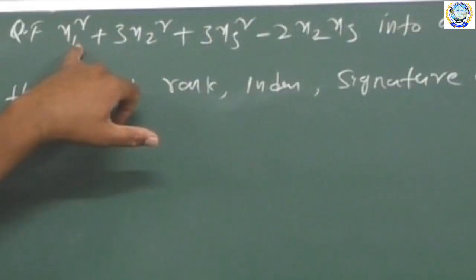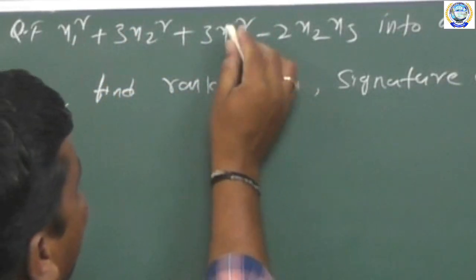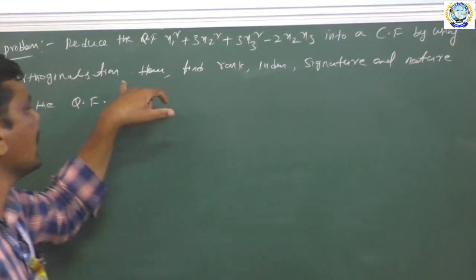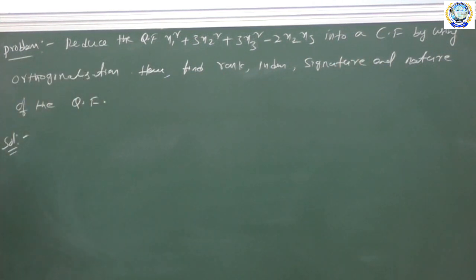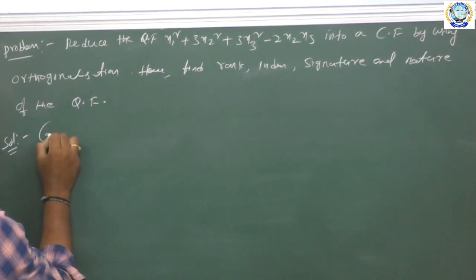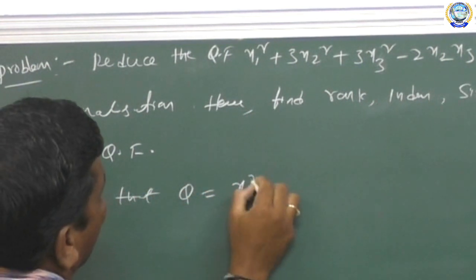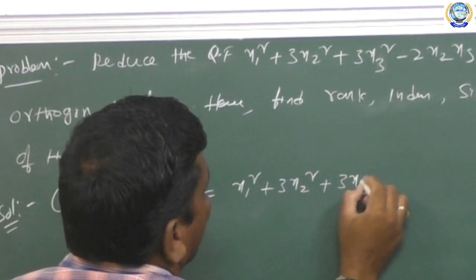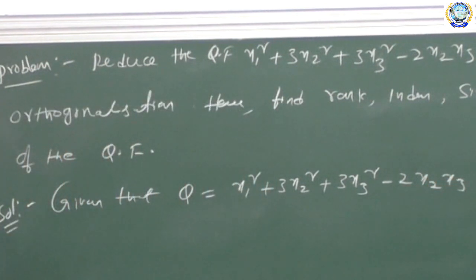Reduce the quadratic form x1 square plus 3x2 square plus 3x3 square minus 2x2x3 into a canonical form by using orthogonalization. Hence, find rank, index, signature and nature of the quadratic form. Now, the solution: the given quadratic form is Q is equal to x1 square plus 3x2 square plus 3x3 square minus 2x2x3.